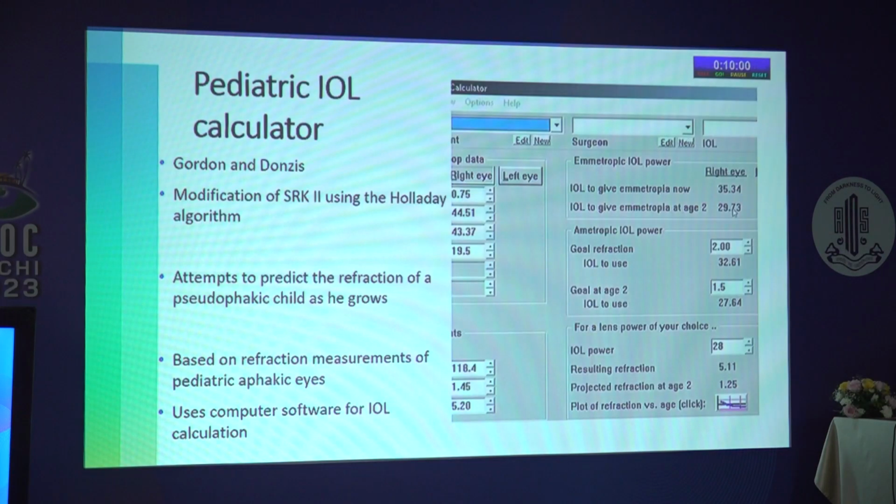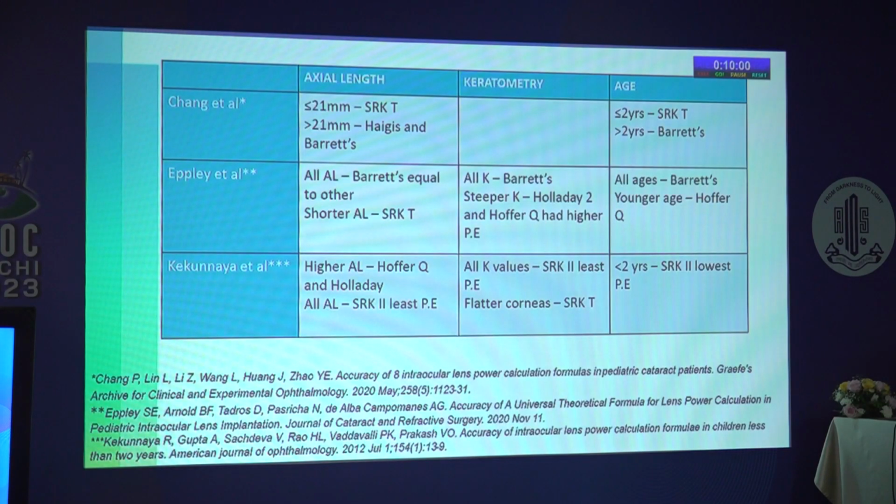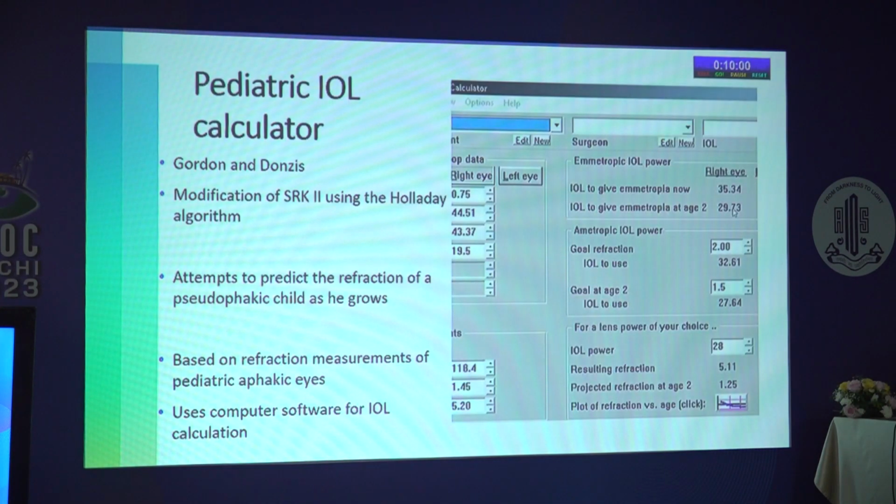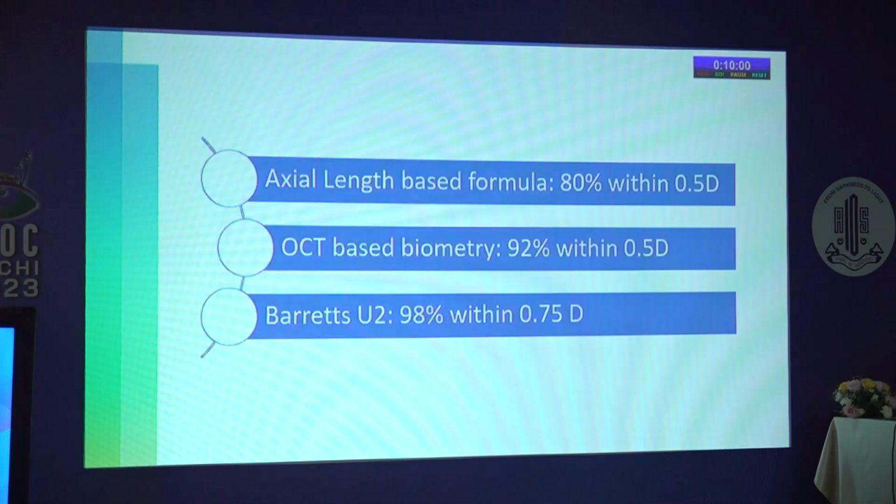For predicted errors below 2 years, SRK2 has been found to be the lowest. So that is why we take SRK2. With Barrett's, 98% had a predicted error within 0.75. In spite of all these IOL power calculations, a lot of predictive errors occur.